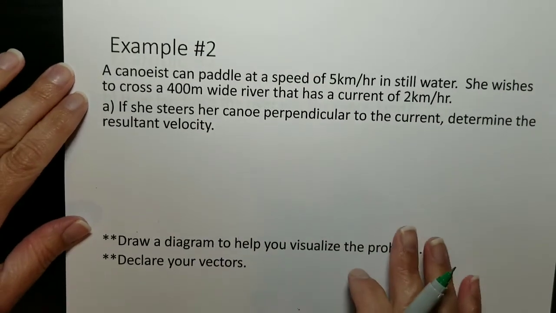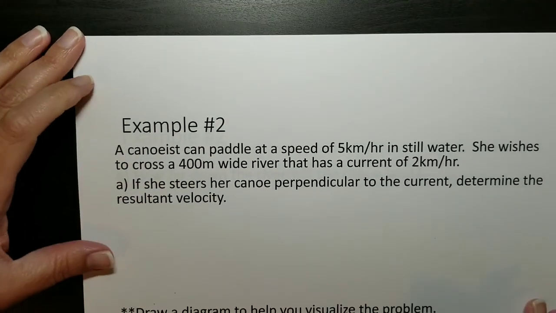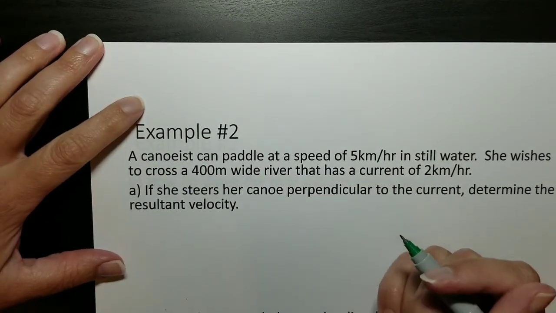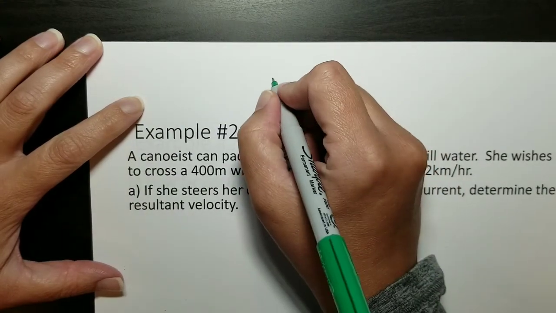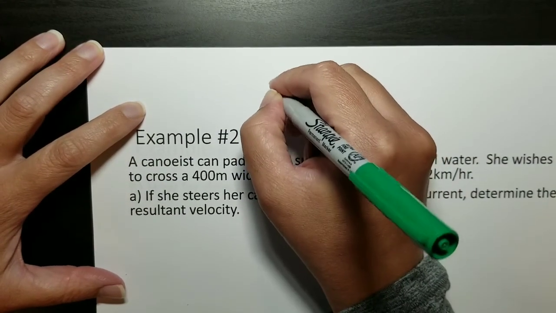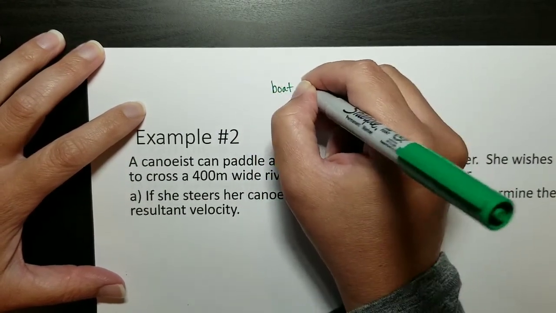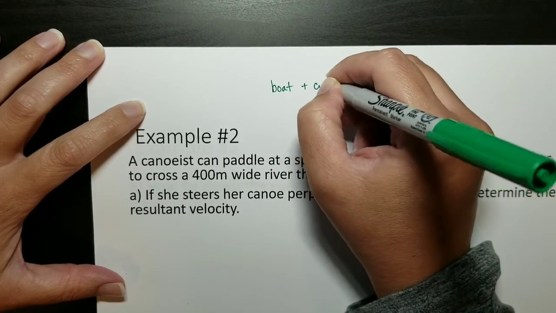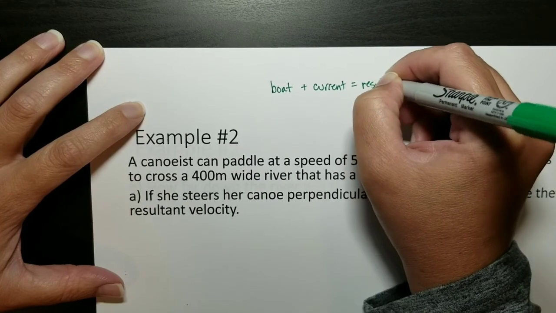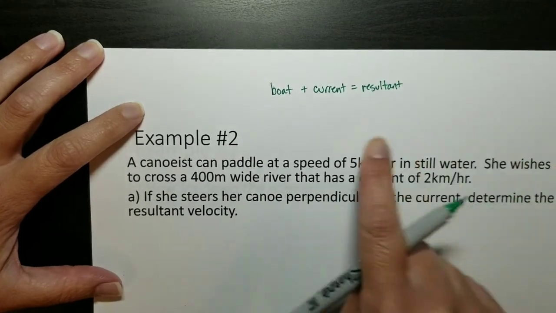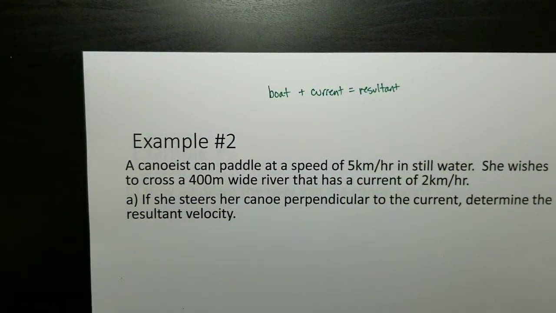So the equivalent in this one to saying plane plus the wind equals the resultant, here I'm going to say boat plus the current equals the resultant. It's going to work really the same way.